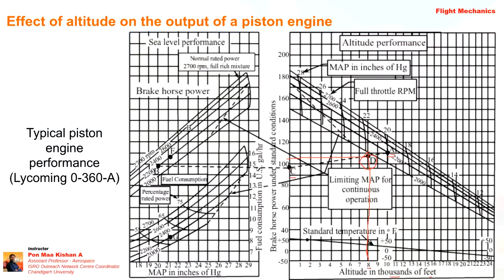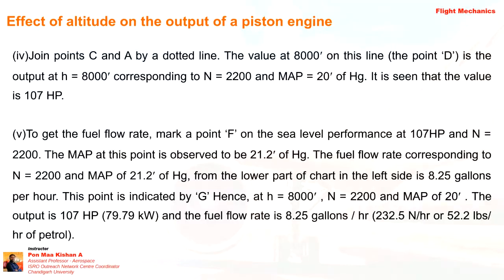So if I am drawing a straight line to our BHP, brake horsepower, right, so that value is the required power output at 8000 altitude. Can you understand? So 100 is given over here, 120 is here, so 110 will be here. So the point where the straight line meets the BHP curve is around 107. Okay, so that's why in the slide it is mentioned the power output is 107 HP at an altitude of 8000 feet.